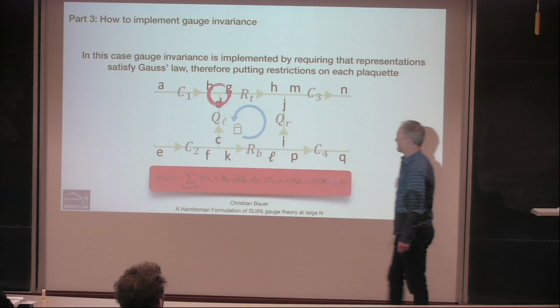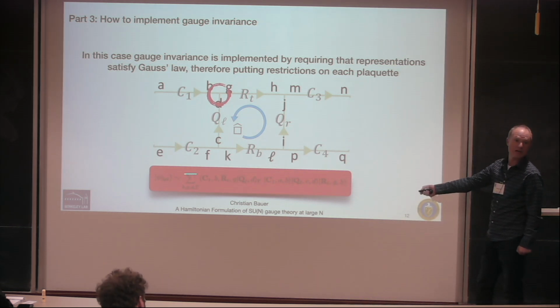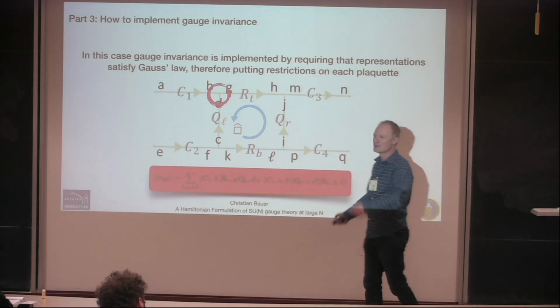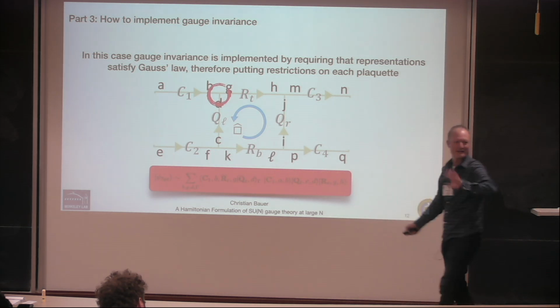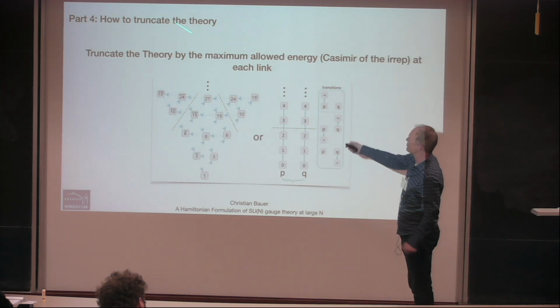Okay, so that can be done, and that has been worked out. And it's actually these Clebsch-Gordan coefficients, which are a huge pain in all of this. They're really hard to compute, and then if you go to the large n limit, it's really hard to deal with. And then the final thing is you want to truncate the theory.